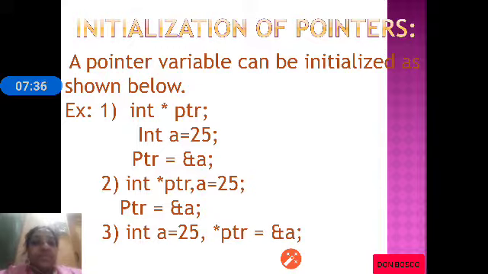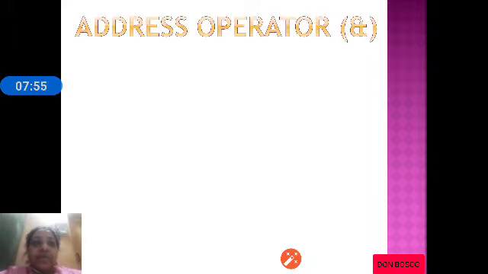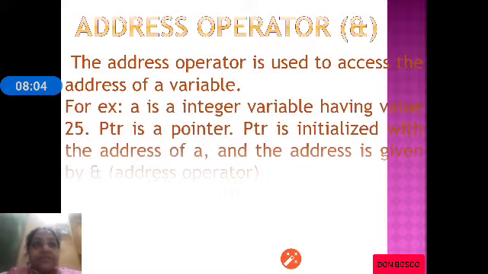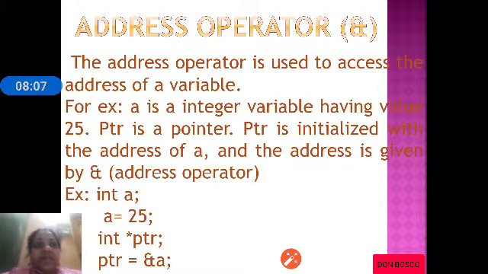Similarly, you can see the third method where the declaration and initialization is done in the same statement. So initialization of a pointer is nothing but storing the address of a variable in a pointer. To store the address of a variable, we use the & operator, which is also called the address operator. Let us discuss what this ampersand, or address operator, is. The address operator is used to access the address of a variable.